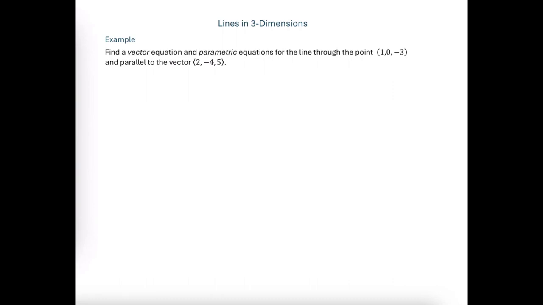We're looking to find the vector equation and parametric equations for a line through a given point in three-dimensional space that's also parallel to this vector 2, -4, 5. Let's recall that in order to find a line in three-dimensional space, we need two things. We need any point that's on the line, and of course we have been given that, and we also need a vector in the direction of the line.